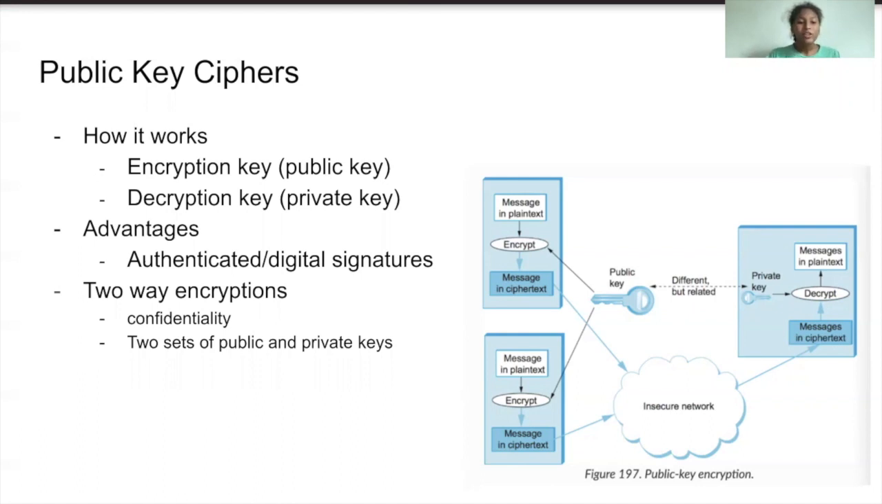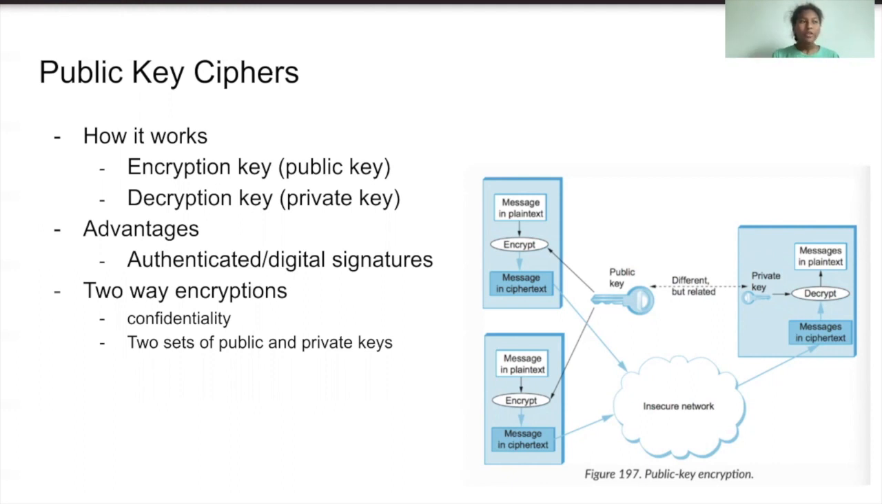The advantages of this are that it allows for secure one-way communication and kind of gives a digital signature to whatever's being sent to the decryption key. However, a more interesting way to use public key ciphers is with two-way encryption. This allows for completely confidential messaging both ways. The way that this works is a little bit complicated, but we can break it down as if you have person A and person B. Each person has a private key and a public key.